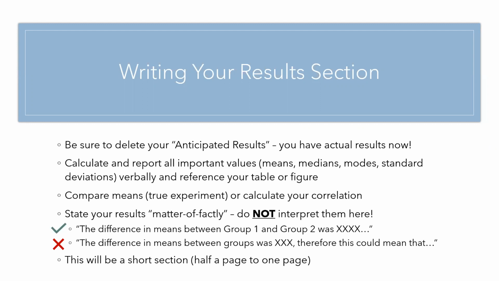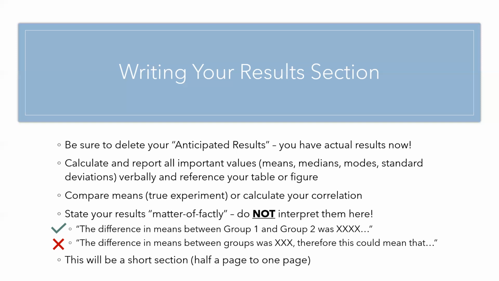Additionally, make sure to reference your table or figure in text at some point in your results section. You cannot have a table or figure just floating around at the end of your paper, but not verbally discuss what it means in your paper. Then compare your means if you ran a true experiment, or calculate your correlation if you measured your independent variable. If your dependent variable is nominal, compare proportions or frequencies instead of means. So I know I didn't really talk about this much in this tutorial. It's not too different. Just see me if you have questions about this.